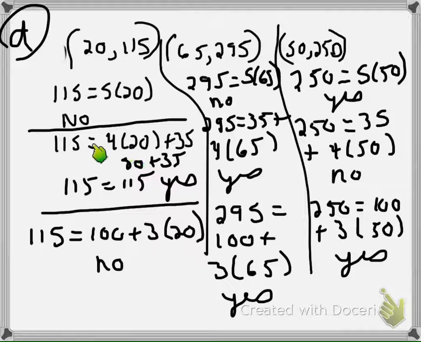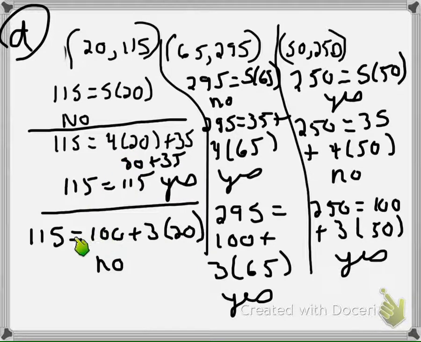So 115, the cost, equals 4 times 20, that's the number of people, plus 35. Well, 4 times 20 is 80, and 80 plus 35 is 115. So the point 115 does lie on the line for Wheels to Go.